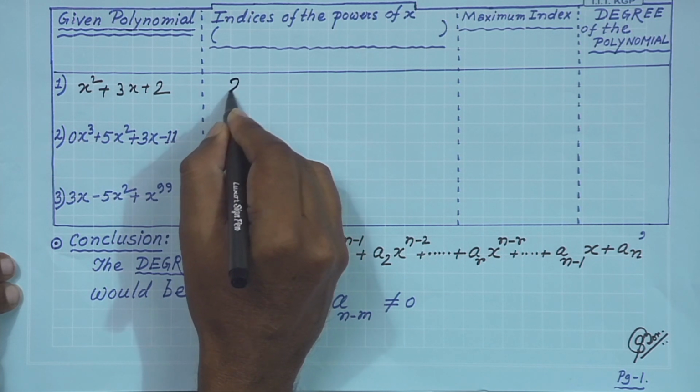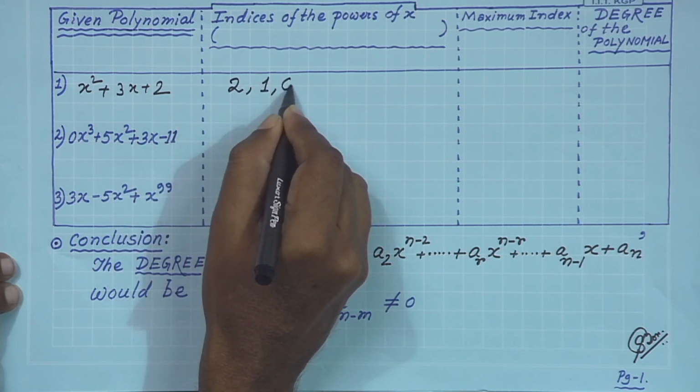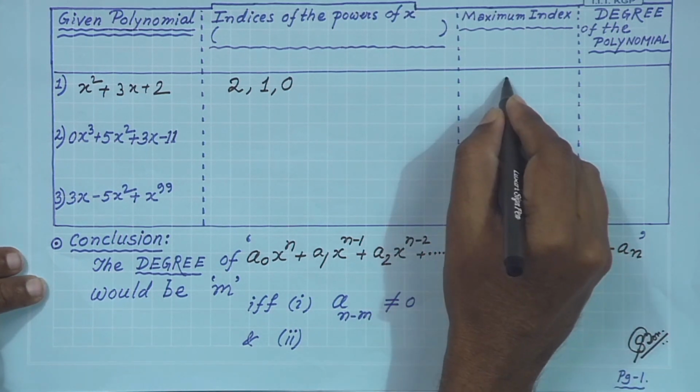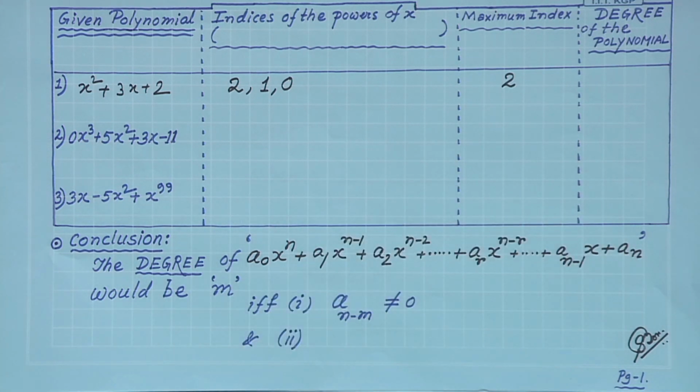So 2, 1 and 0 for the 3 terms. Okay. Observing this set of values, tell me what is the maximum of these 3 numbers? So 2. Actually, among the indices of the powers of the variable concerned here, x, the maximum of the indices will be termed as the degree of the polynomial. So, any power is not the degree. The maximum index of the power stands for the degree of the polynomial.